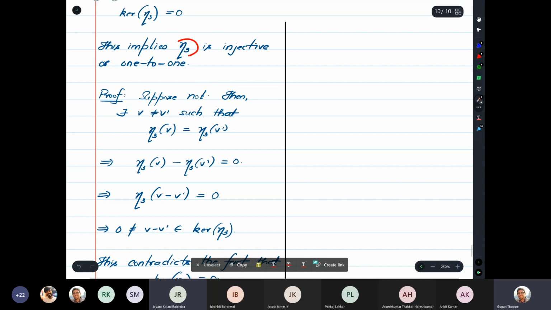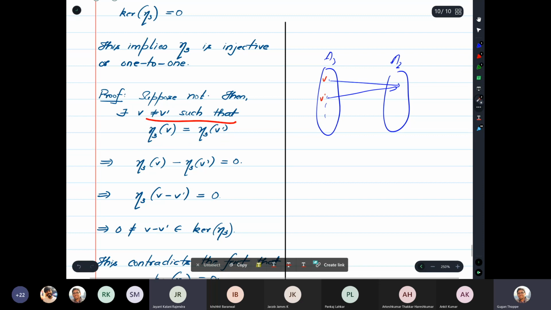Suppose this eta 3 is not a 1 to 1 map, right? So eta 3 goes from A3, and let's say this is A3 and let's say there are a bunch of elements, and not 1 to 1 means that I hope you agree that there are two different elements which get mapped to the same element over here, right? So what we will assume is that let's say this is V, this is V prime. So V and V prime are different, right? However, the output of V and V prime under eta 3, they are one and the same, right?